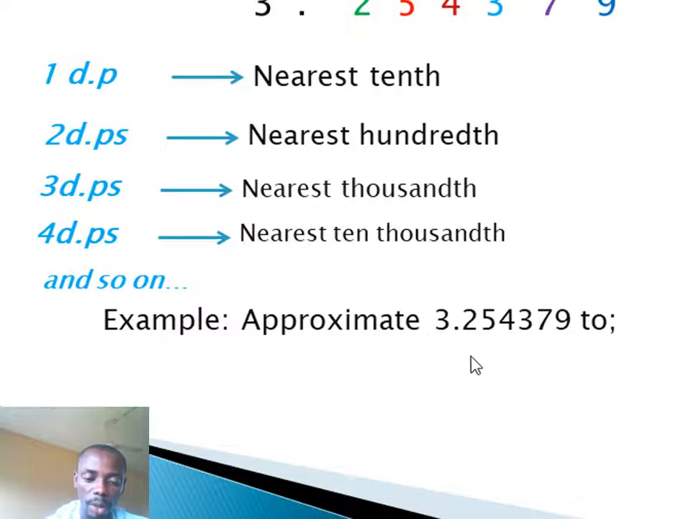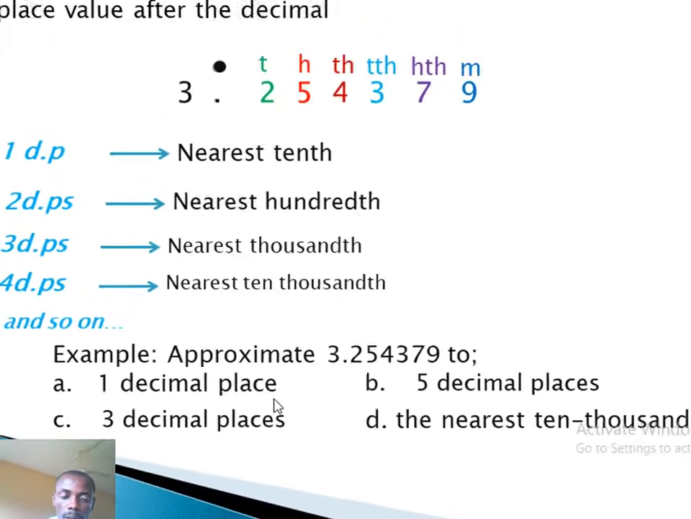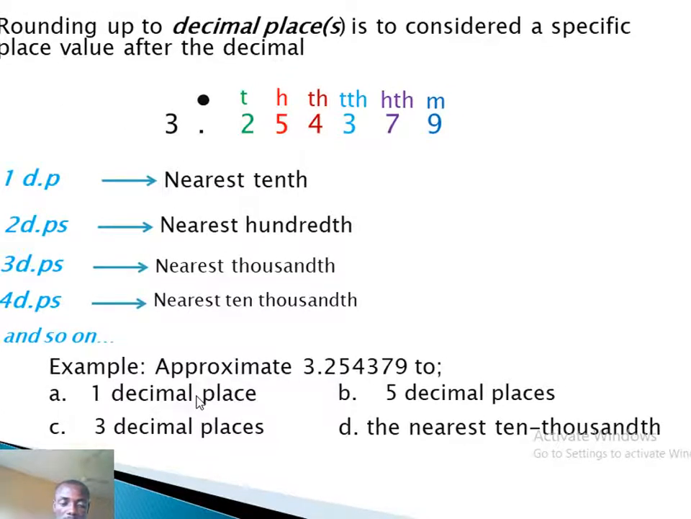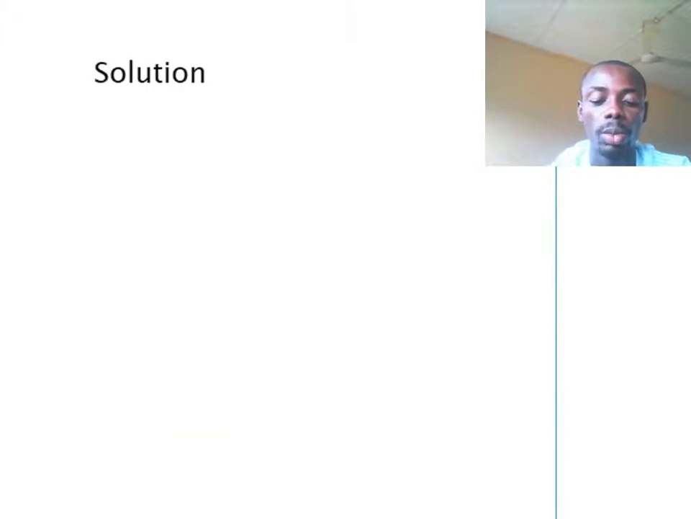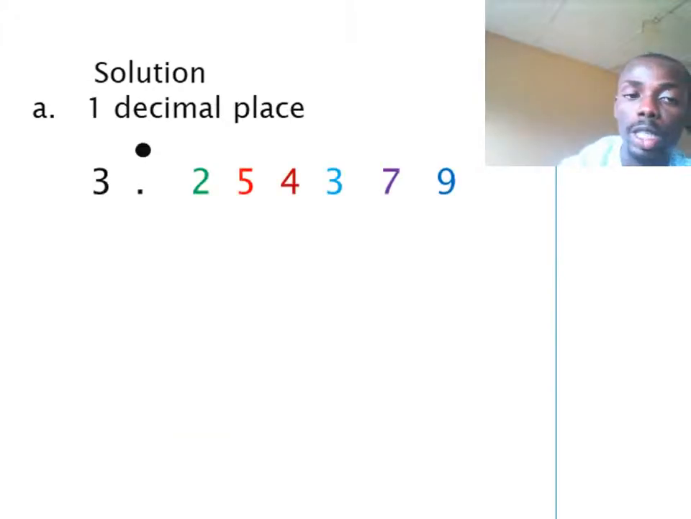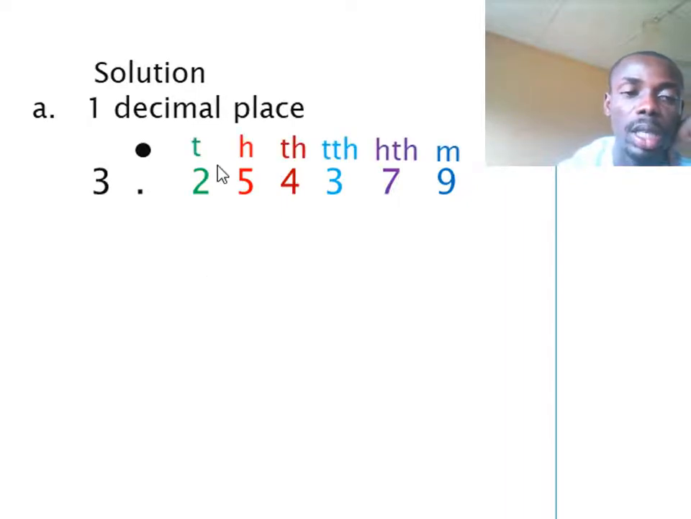We want to approximate 3.254379 to one decimal place, to 5 decimal places, to 3 decimal places, and to the nearest ten-thousandth. Okay, now we'll move on. So to one decimal place is going to be one figure after the decimal, and that is going to be to the nearest tenth. We are saying the same thing.